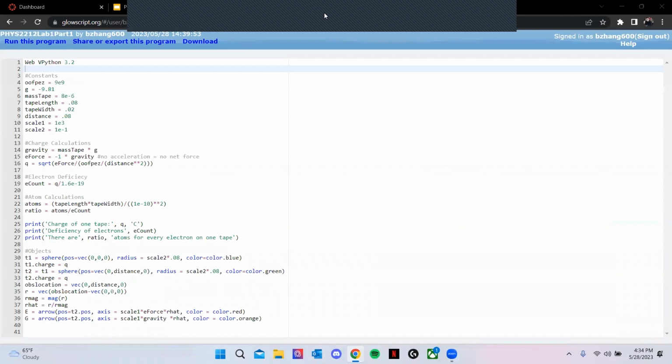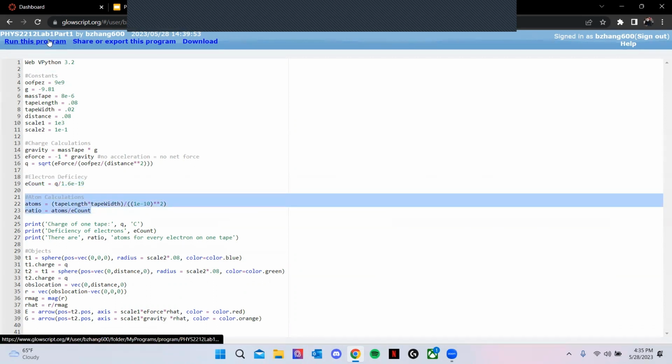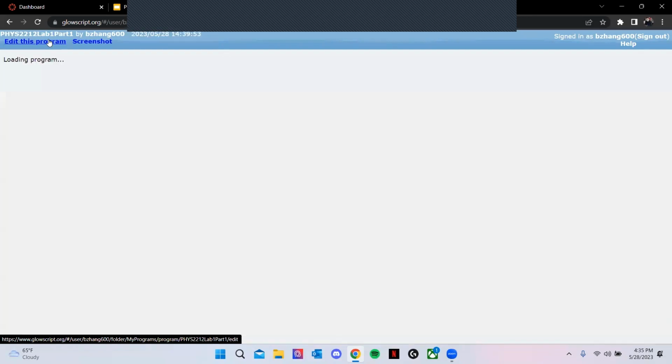From this knowledge, we can head into the first program, which models these interactions with the tape being a single point charge. In this program, I also calculated electron deficiency, shown here, as well as the ratio of atoms to electrons, shown here. Here are the results of this program.